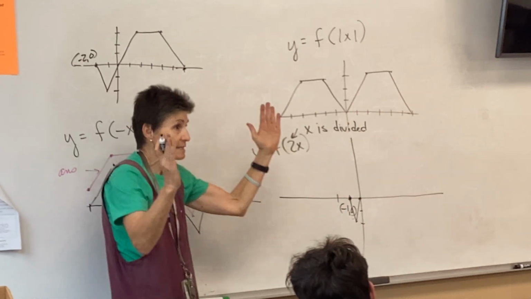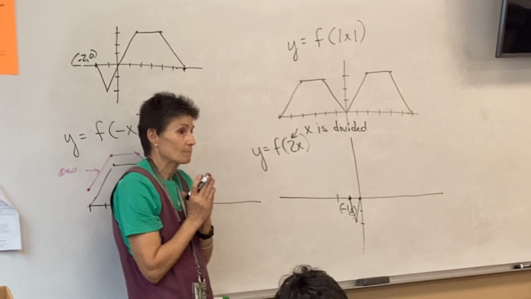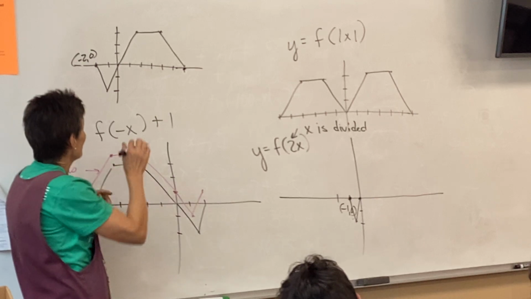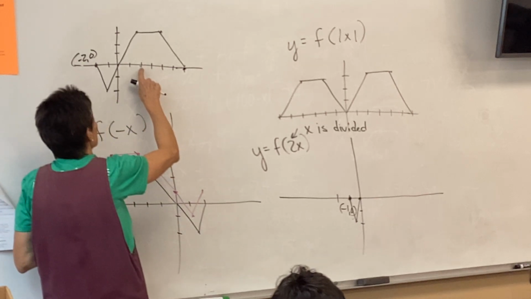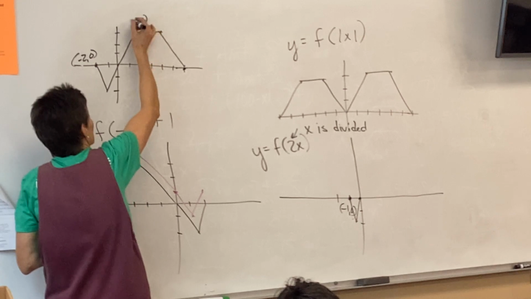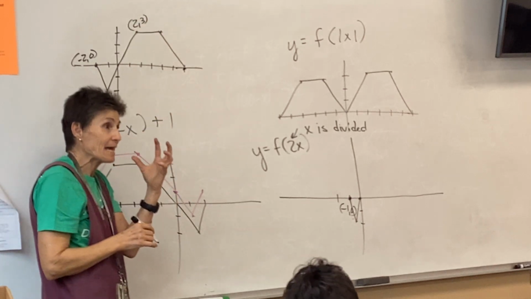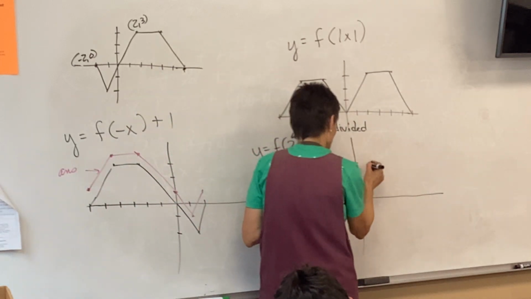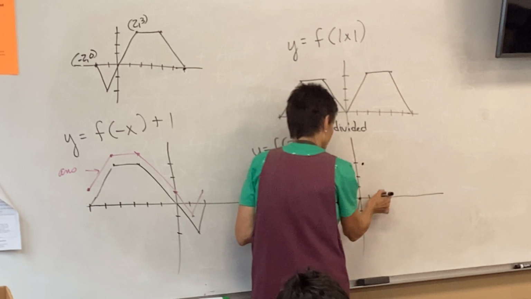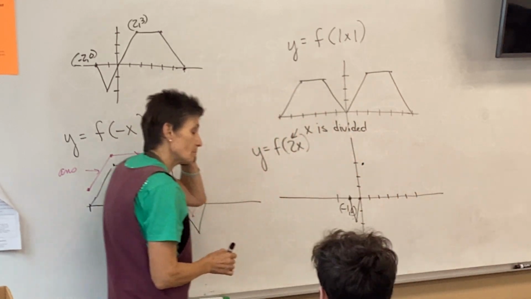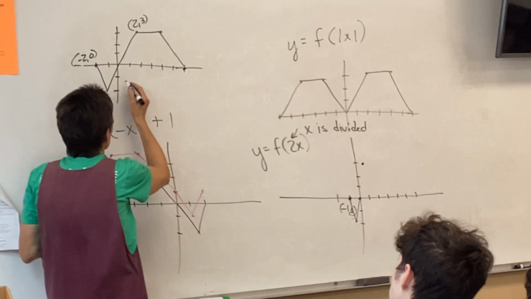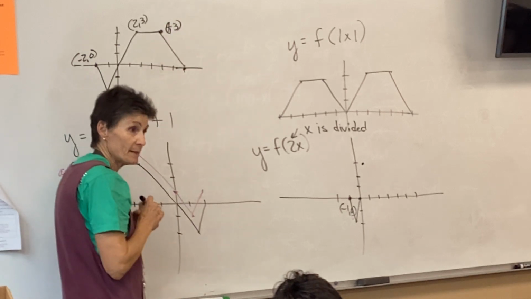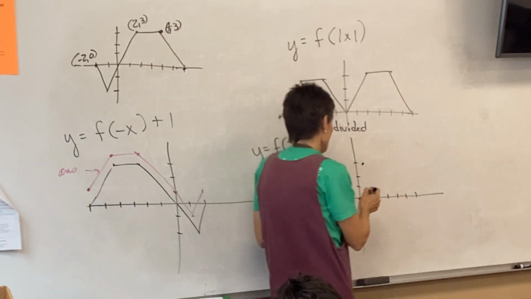So what does that do? It squeezes everything in. All right, what's this point right here in the original? 2, 3. But what are we doing? We're dividing x by 2, so it's going to become 1, 3. What's the next point? 4, 3. So that's going to become 2, 3.